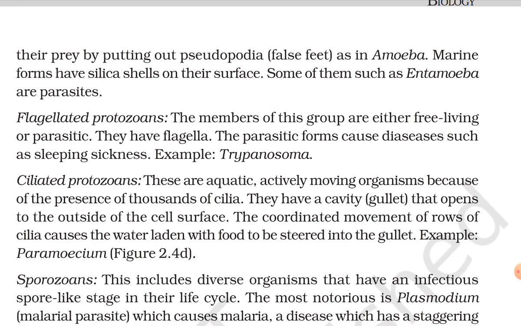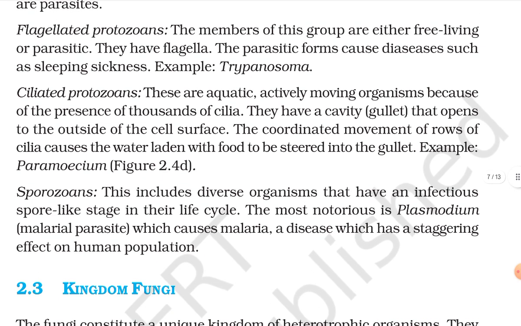Marine forms have silica shells on their surface. Some of them, such as Entamoeba, are parasites. Flagellated protozoans. The members of this group are either free living or parasitic. They have flagella. The parasitic forms cause diseases such as sleeping sickness. Example, Trypanosoma. Ciliated protozoans. They are aquatic, actively moving organisms.